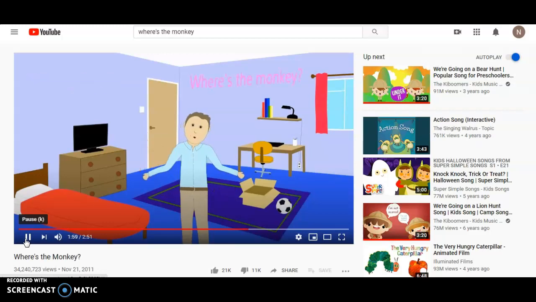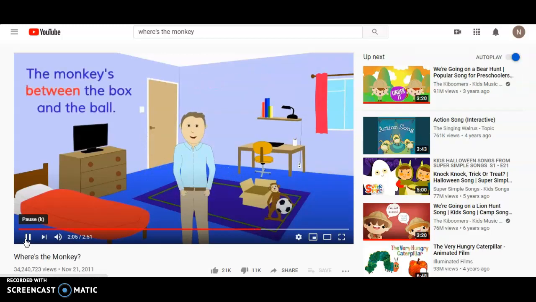Where's the monkey? The monkey's between the box and the ball. Okay, did you find the monkey? Yes, here's the monkey and he is between the box and the ball. So he's in between. Where's the monkey? There's the monkey. The monkey's between the box and the ball.